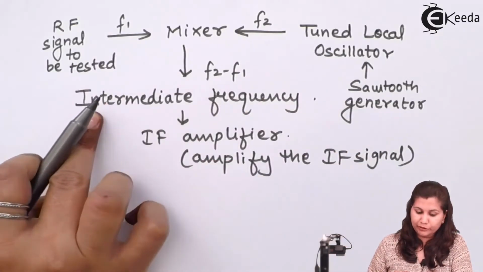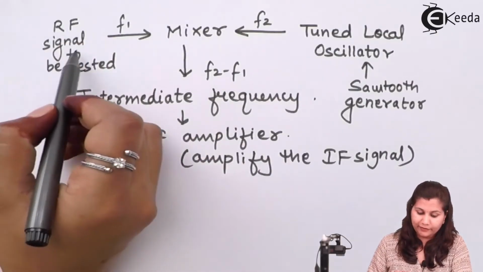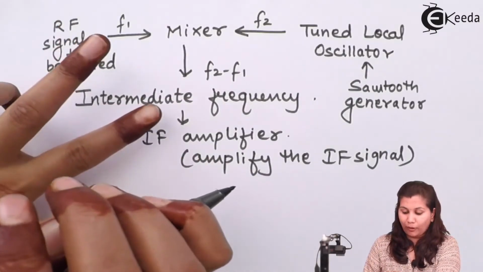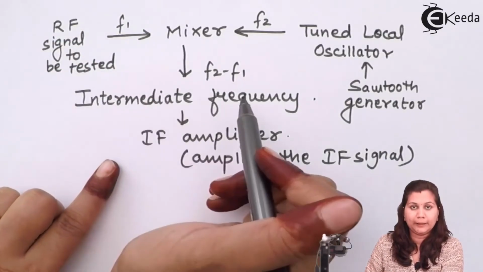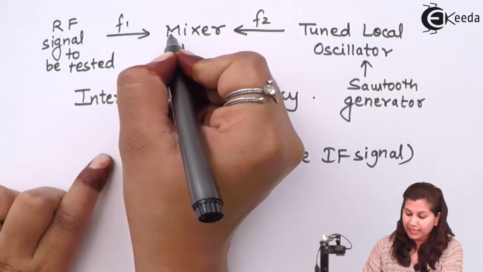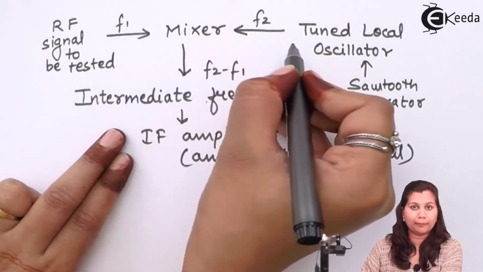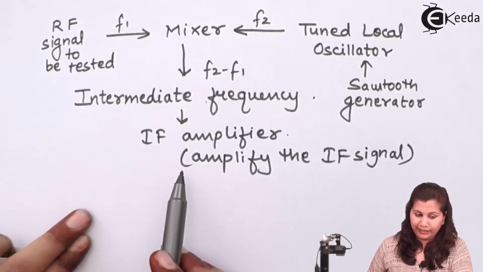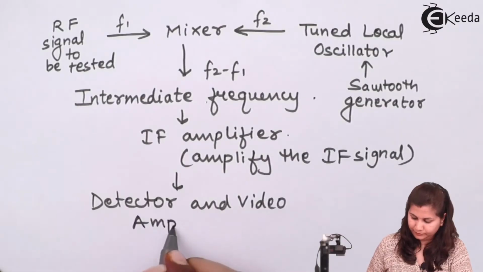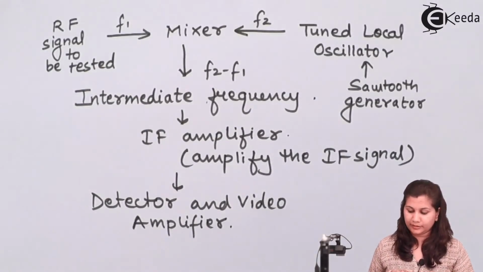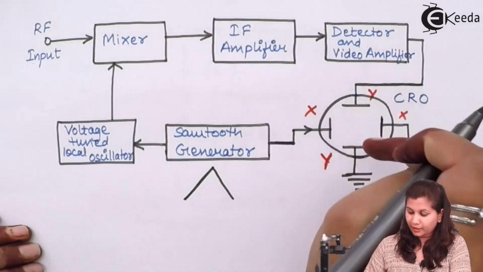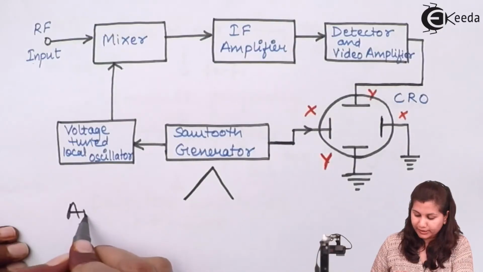Now this IF component is produced only when the corresponding component is present in this RF signal. So one frequency is coming from the local oscillator, one frequency is coming from the RF signal, and this frequency is produced only when the corresponding component is present in that. Now this is amplified and given to the detector and video amplifier, which amplifies the signals, and then they are detected and given to the vertical deflection plates of the CRO, giving us a display of the amplitude versus the frequency.